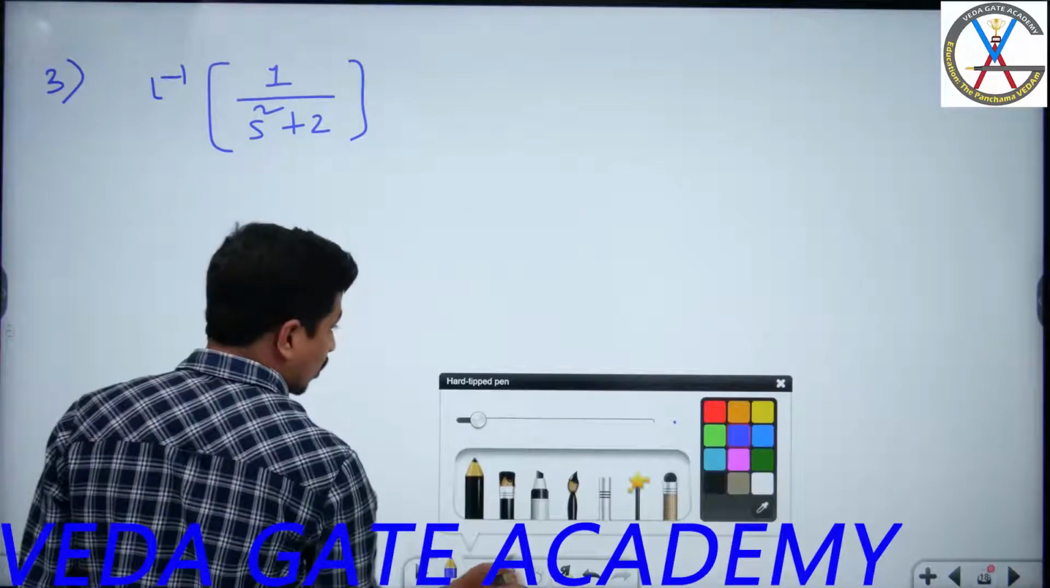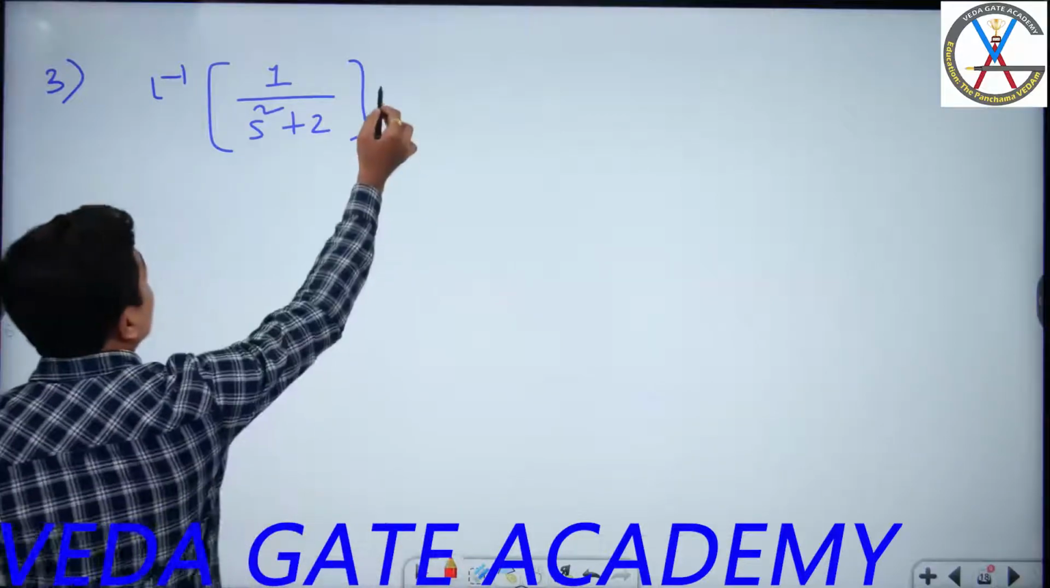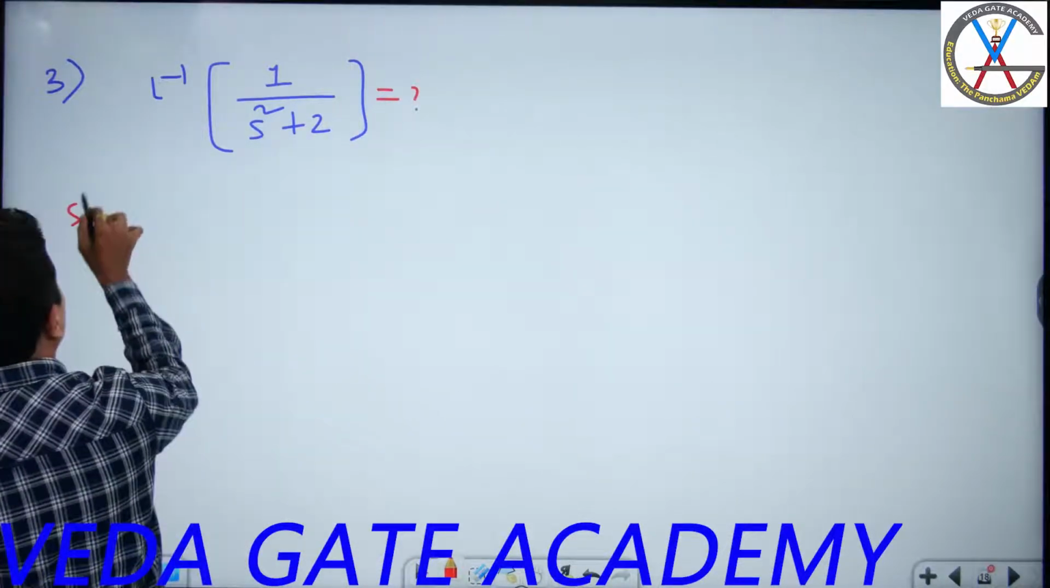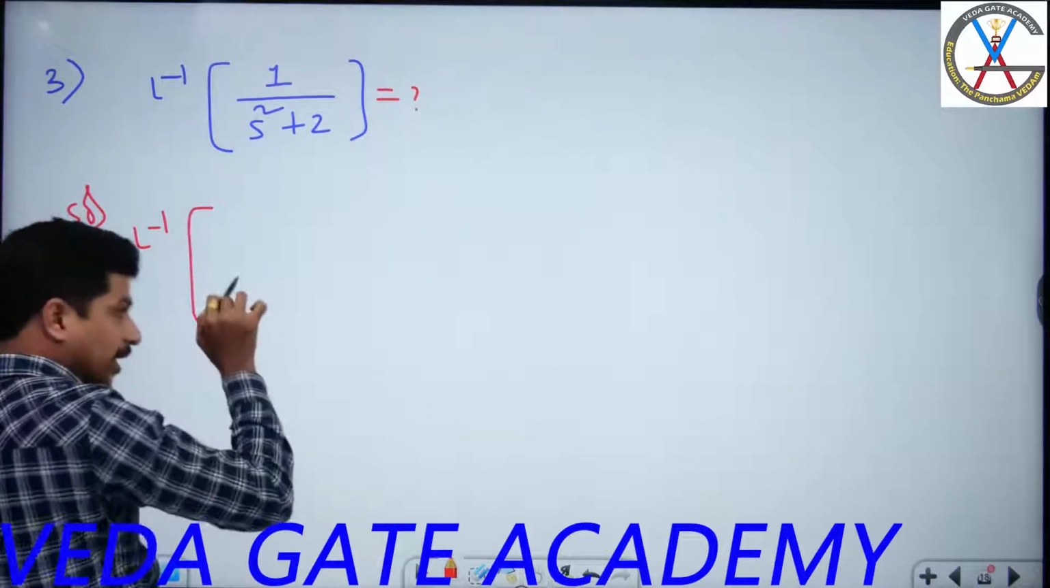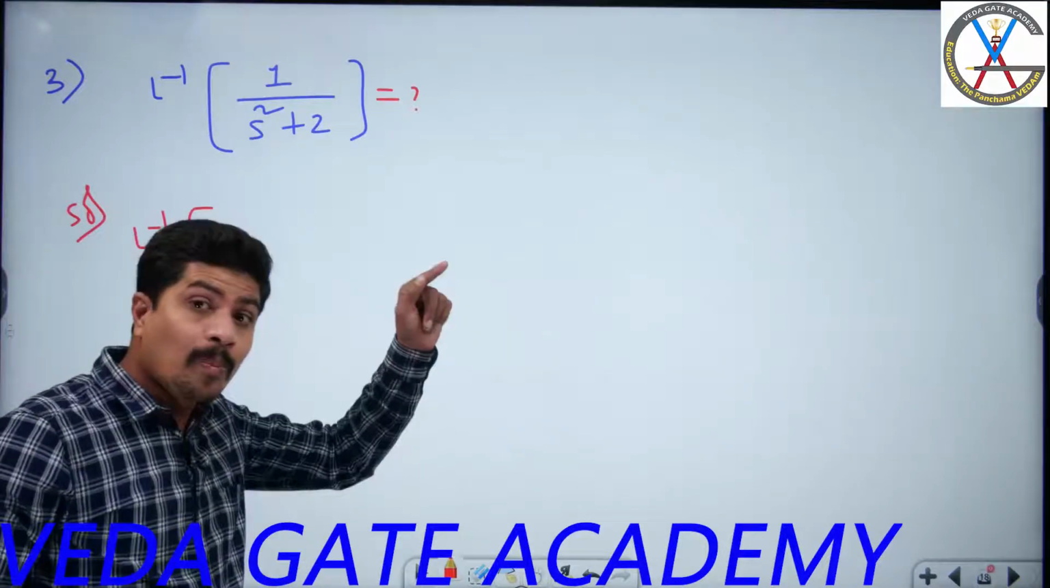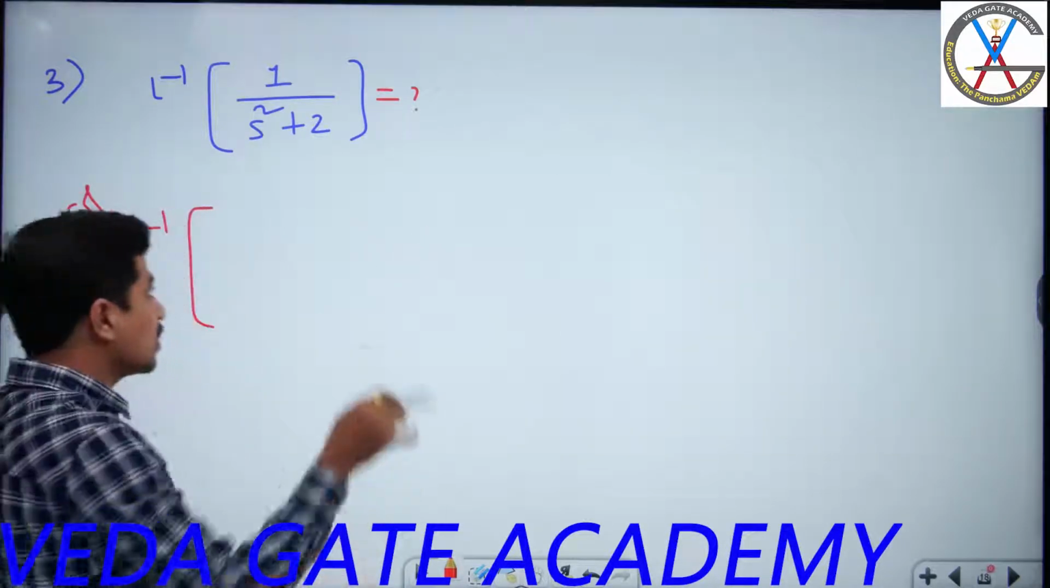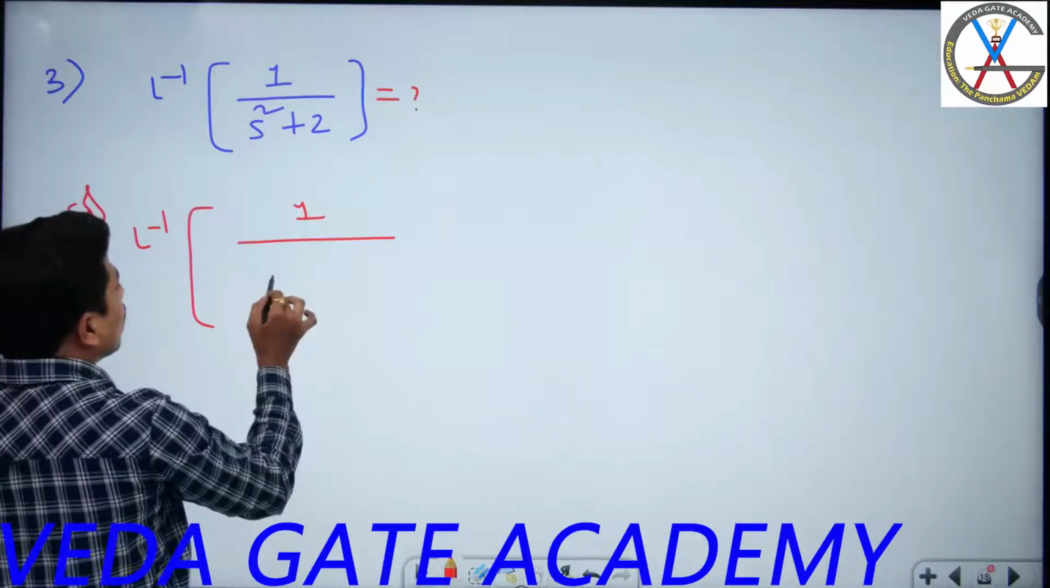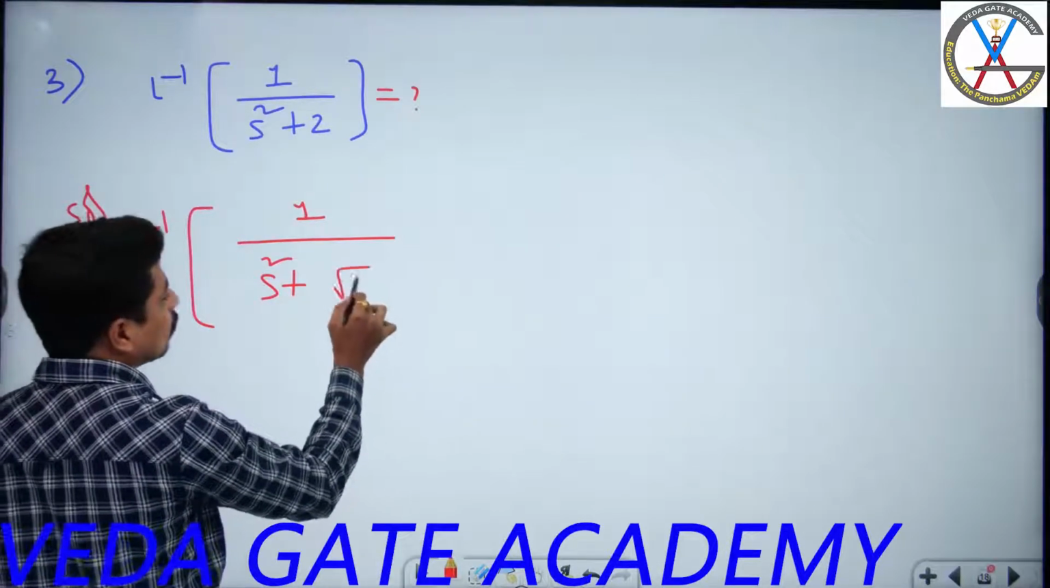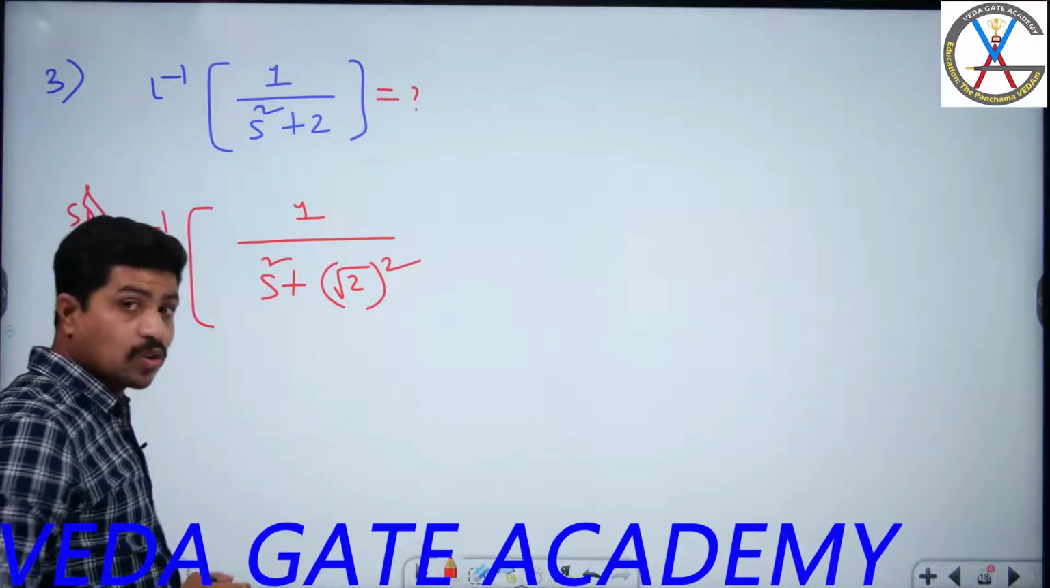Yes, I'm doing the solution here. This is the question. Solution: L inverse of... Let's get into standard. What is the standard? Omega by s square plus omega square is standard. 1 by s square, let's write it as root 2 square. How much is omega? Root 2.